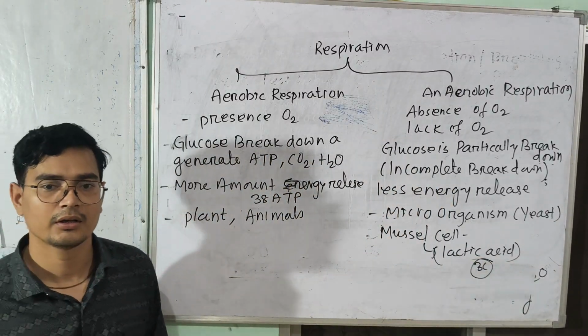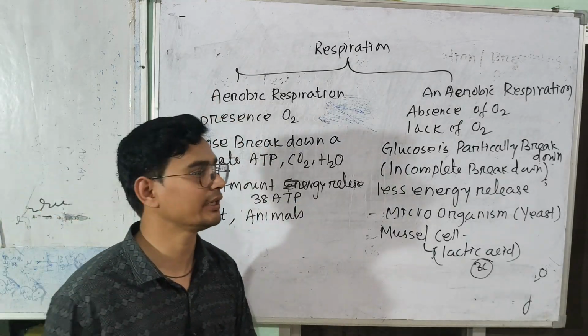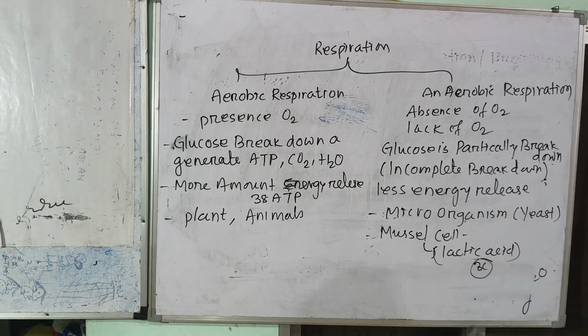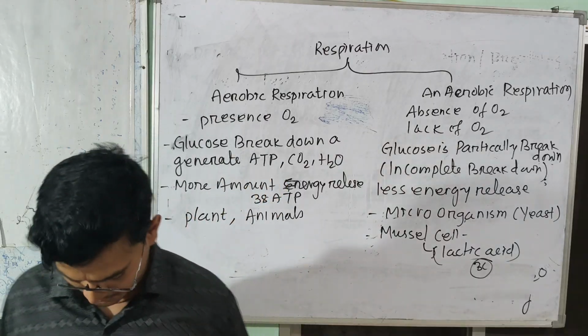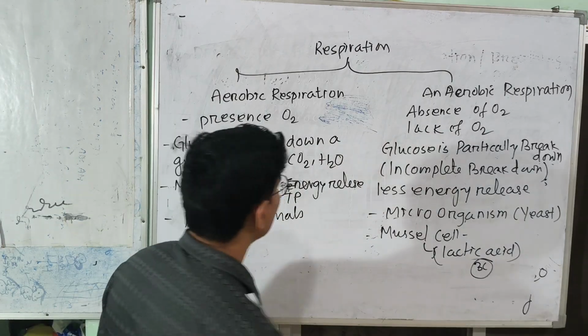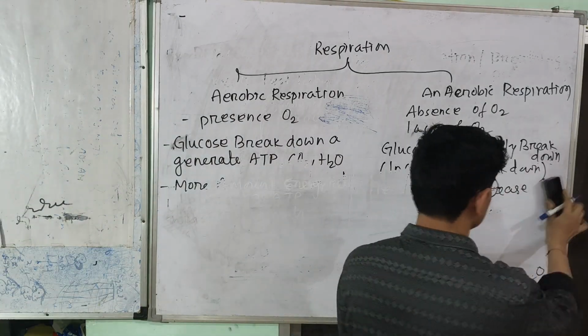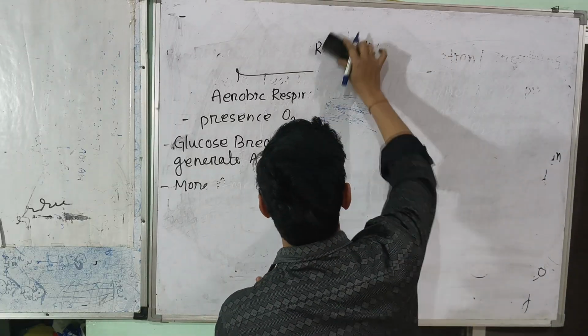Now we discuss glucose, how glucose breaks down. You now understand the difference between aerobic and anaerobic respiration: aerobic is in the presence of oxygen, and anaerobic is in the absence of oxygen. So we now discuss how glucose breaks down.